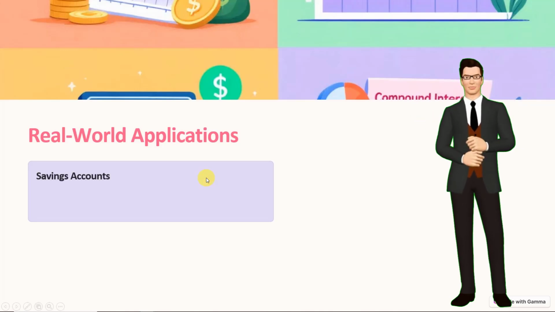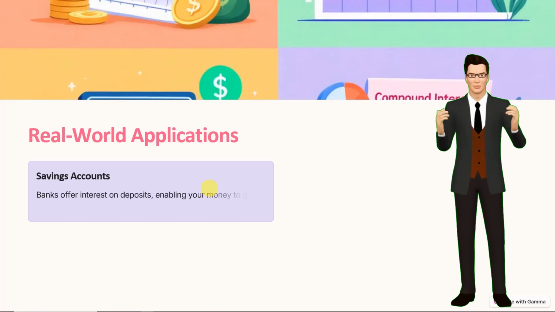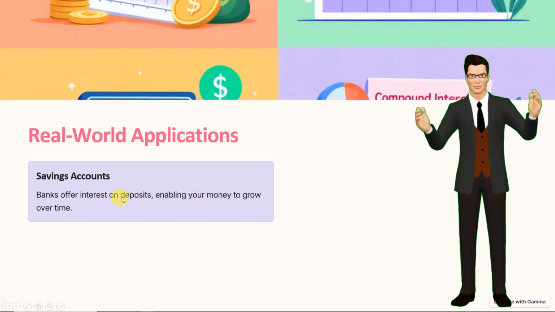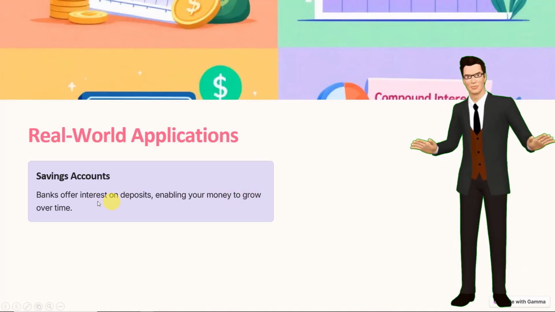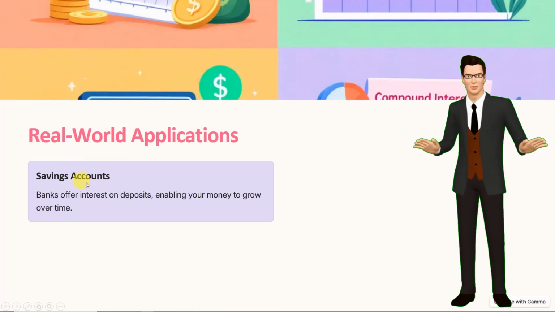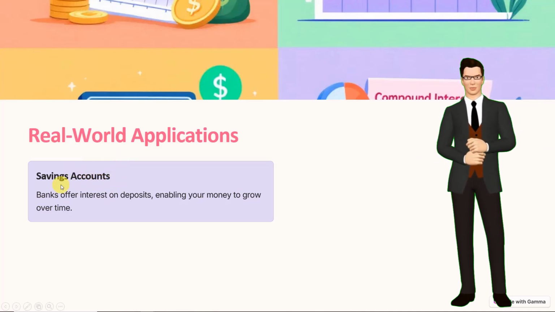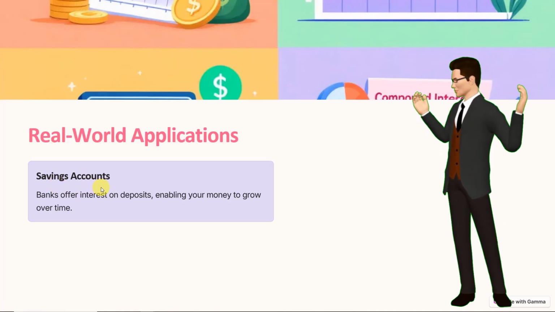Savings accounts. Now, banks offer interest on deposits, enabling your money to grow over time, but they don't really offer you compounding interest. They normally offer simple interest. Compounding interest on savings accounts is very seldom, but anyhow, it does take place.